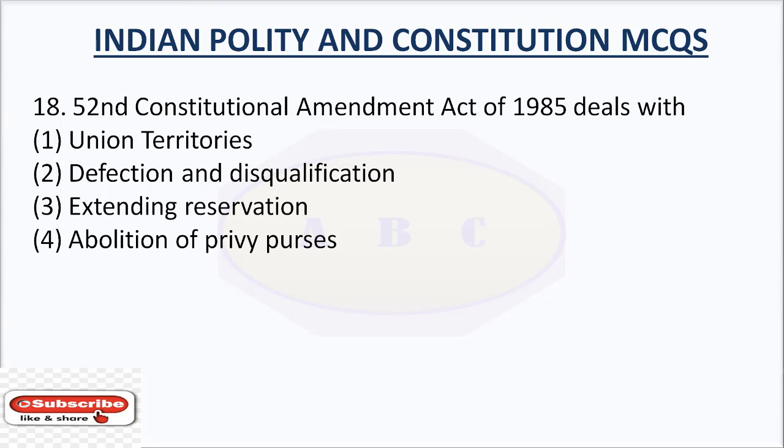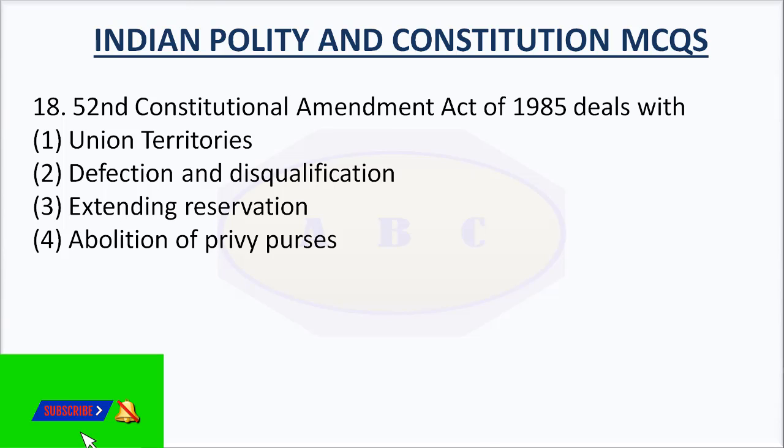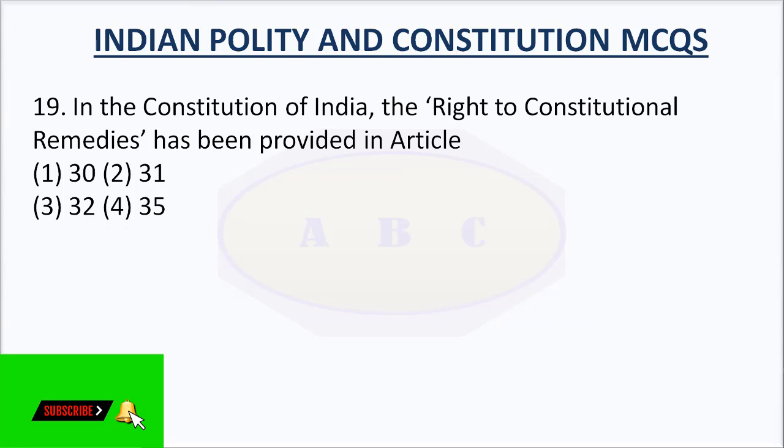Question number 18. 52nd Constitutional Amendment Act of 1985. Option number 1, Union Territories; option number 2, Defection and Disqualification; option number 3, Extending Reservation; option number 4, Abolition of privy purses. The answer is Defection and Disqualification.